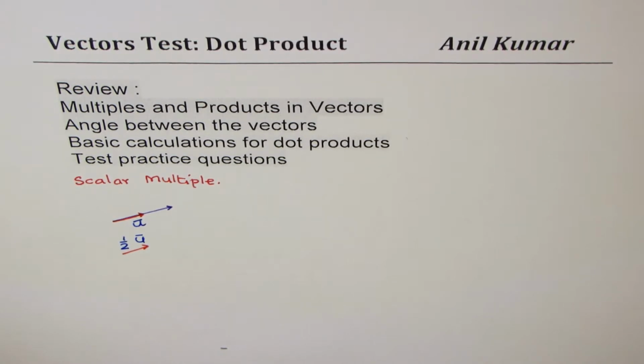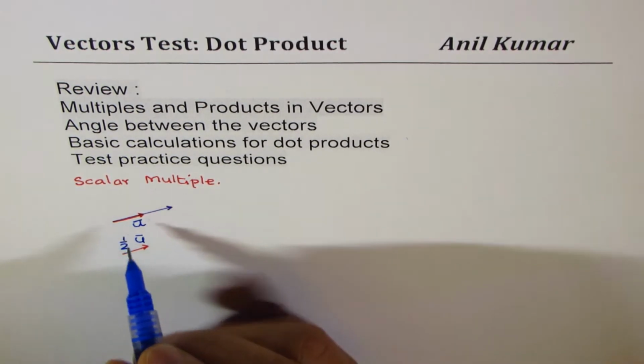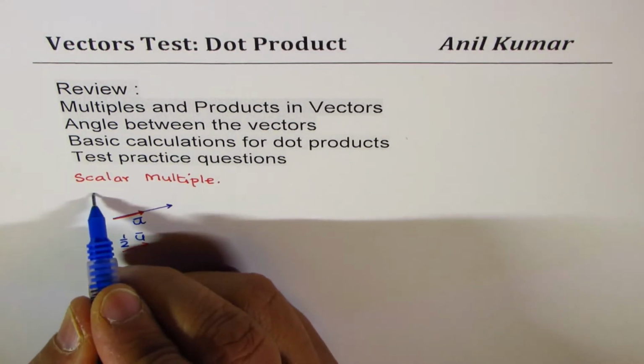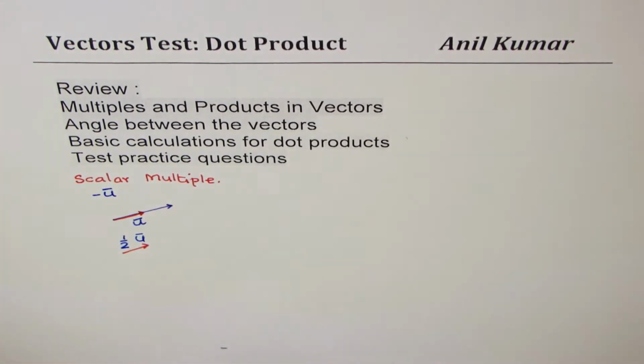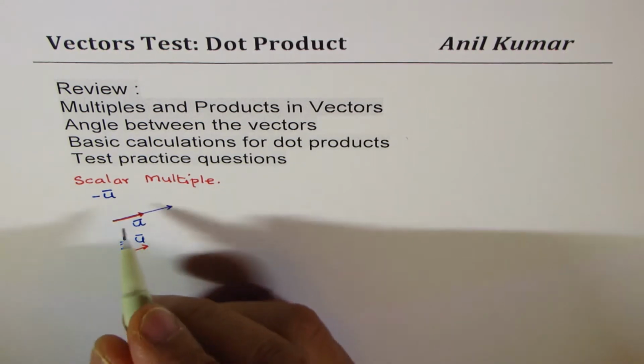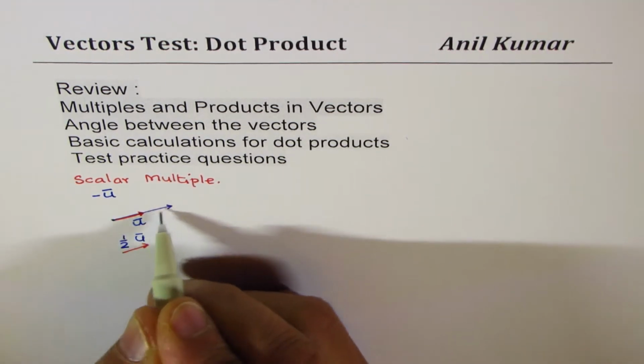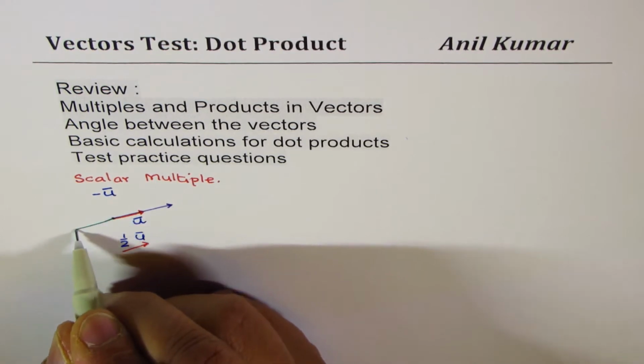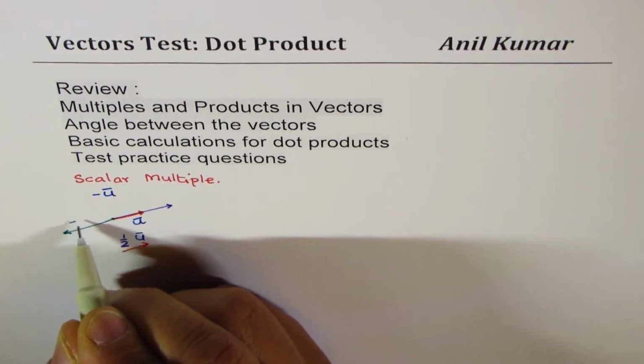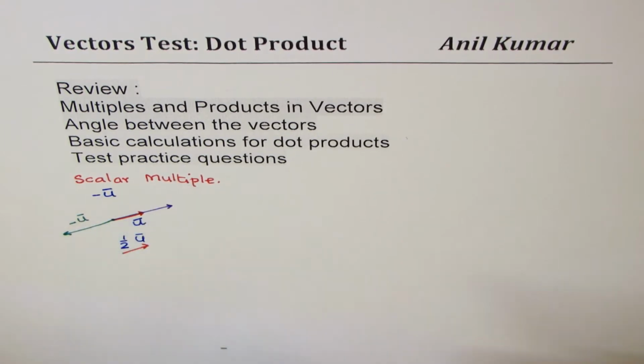You could also have negative constants to multiply with. For example, we could have minus u, right? That means that we are actually just reversing the direction. Instead of going towards northeast, it may be like this, correct? So that becomes minus u. So these are scalar multiples. They actually change the size or the magnitude of the vector, direction remaining the same. Well, it could be reversed as you have seen with negative numbers, right?